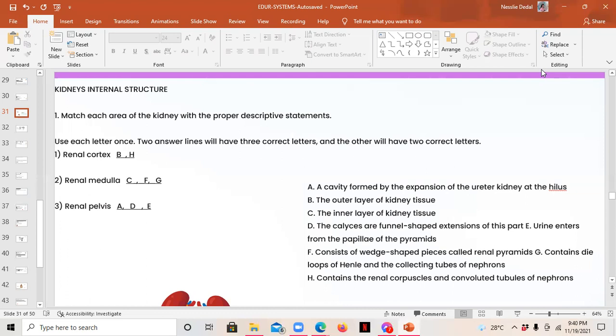Number 3. Renal pelvis: letter A, cavity formed by the expansion of the ureter at the hilus of the kidney, and letter D, the calyces are funnel-shaped extensions of this part. Urine enters from the papillae of the pyramids. Next slide.